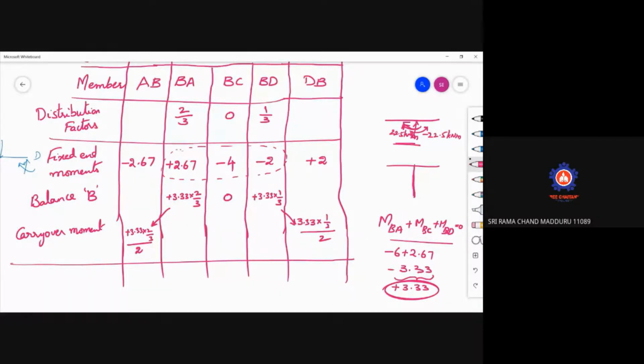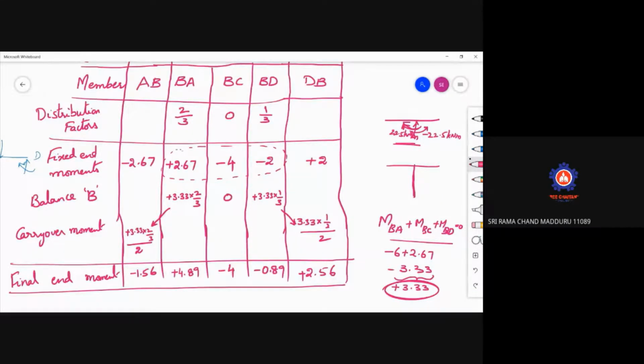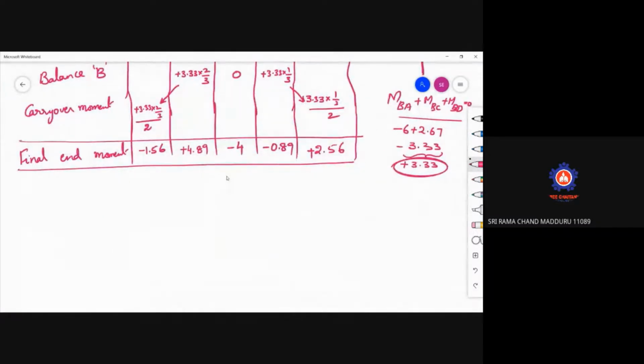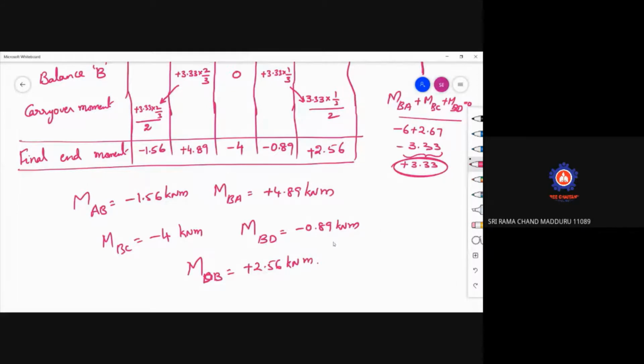So after the carryover moment is completed, now just see whether these supports are balanced or not. When the supports are balanced, then this will become the final end moment. So just add -2.67 plus 3.33 into 2/3/2. So these are the final end moments. MAB is equal to -1.56 kN/meter for this frame.